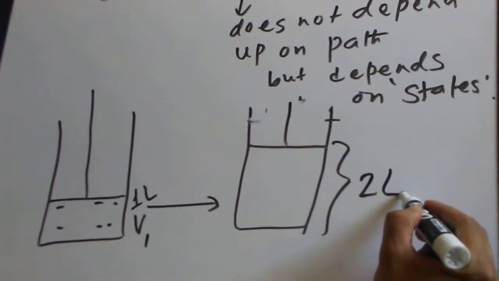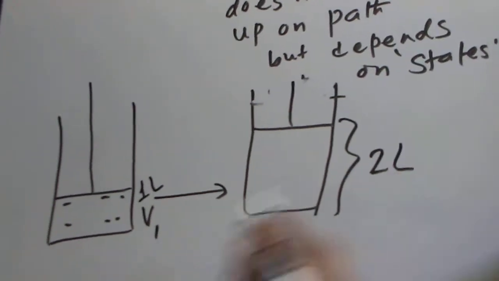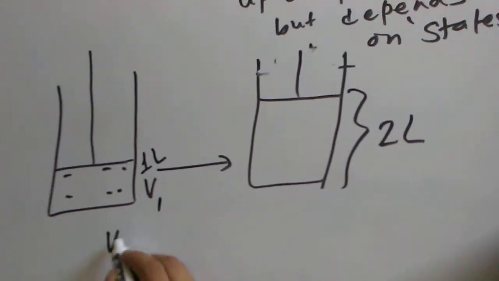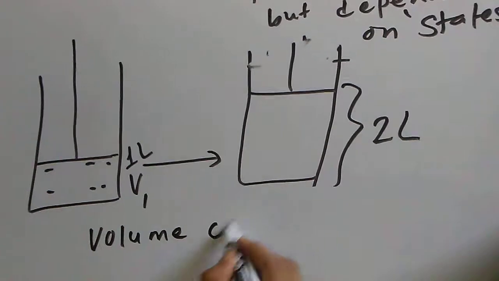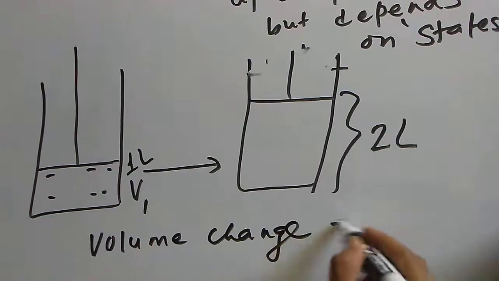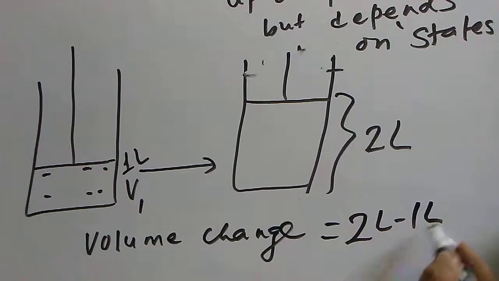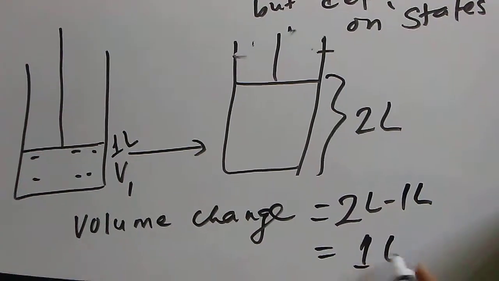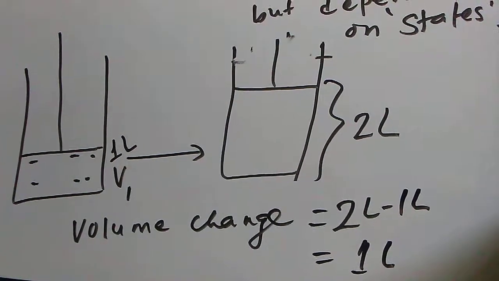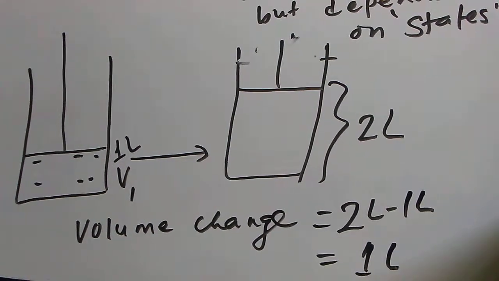So what is the total expansion here? The volume change is equal to 2 liter minus 1 liter. So this is 1 liter. We expanded the gas by 1 liter. This is one way of expansion of the gas.